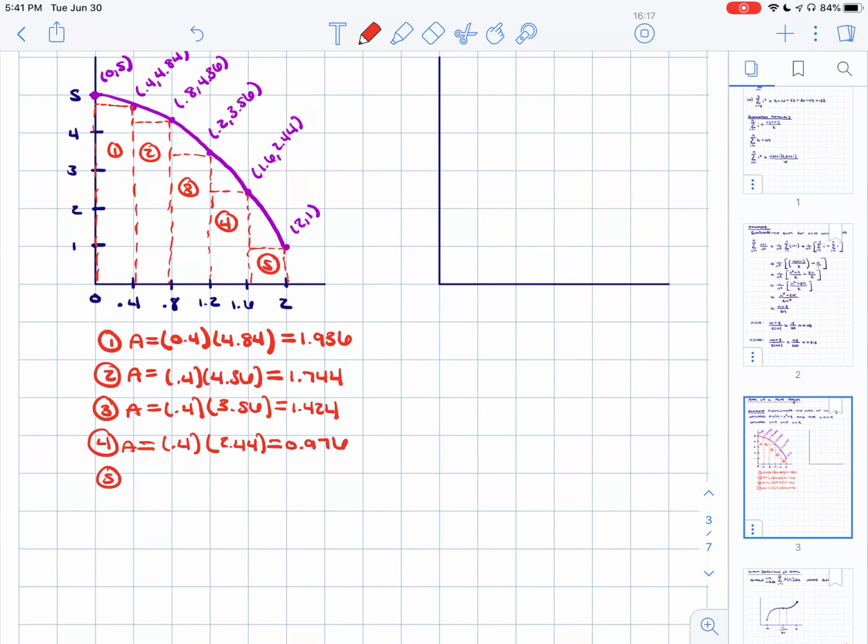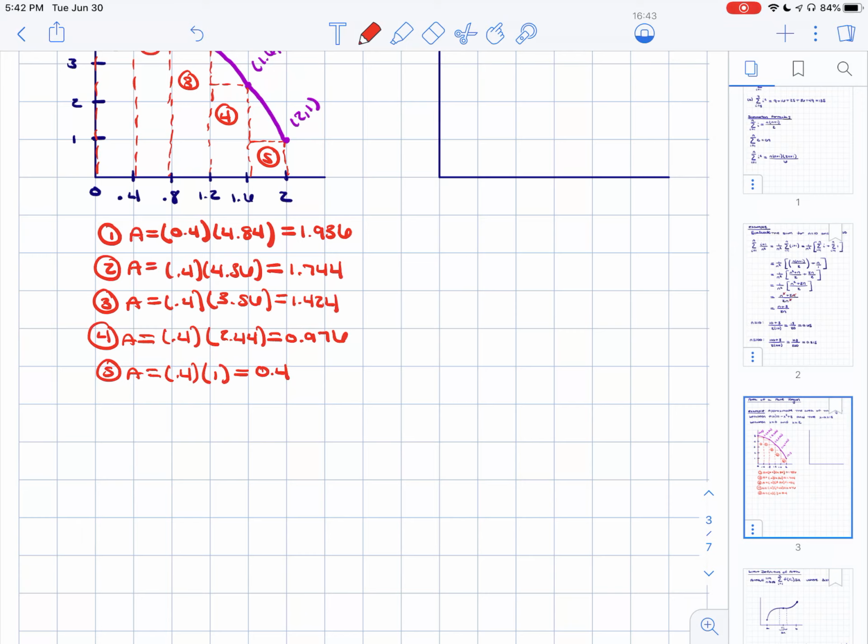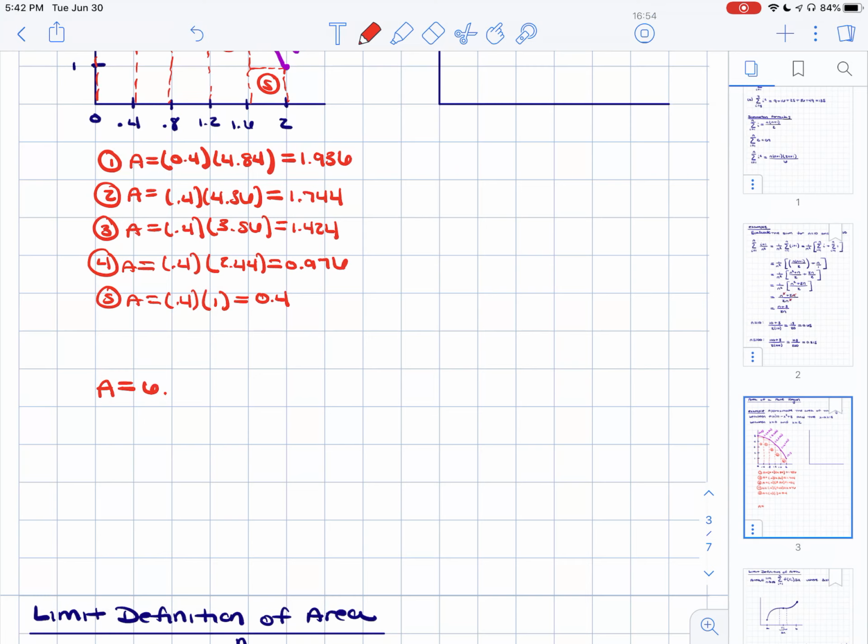Lastly, our fifth rectangle, we again have 0.4 on the bottom, and this one has a height of 1. So that's going to be an area of 0.4. If we take all 5 of those little rectangles and add up all 5 of these areas that we just found, we get a total area of 6.48.